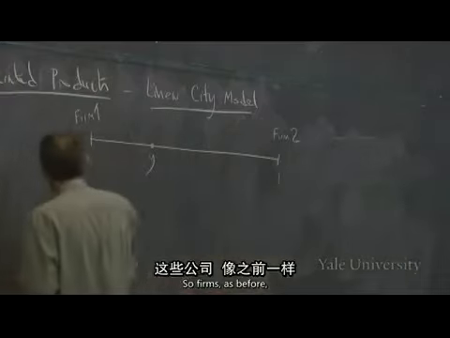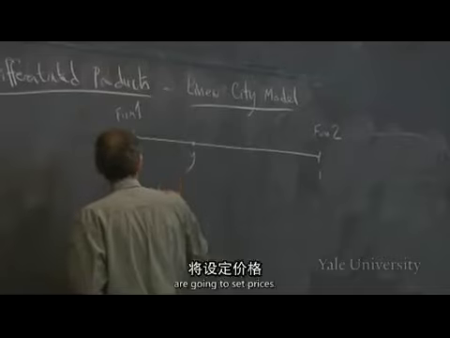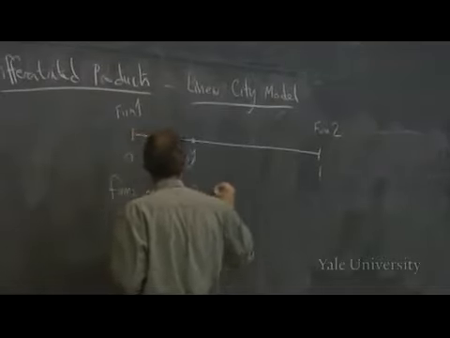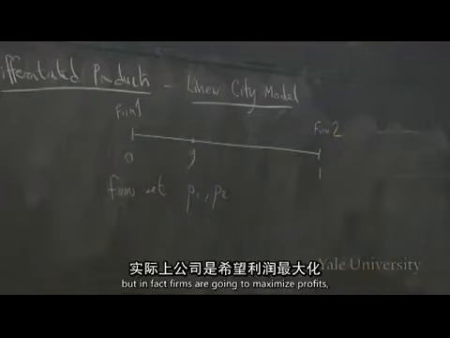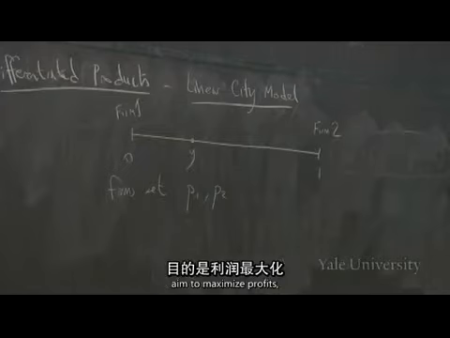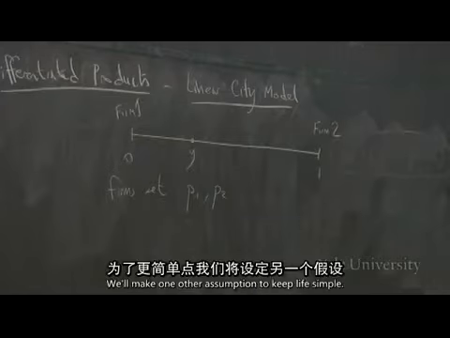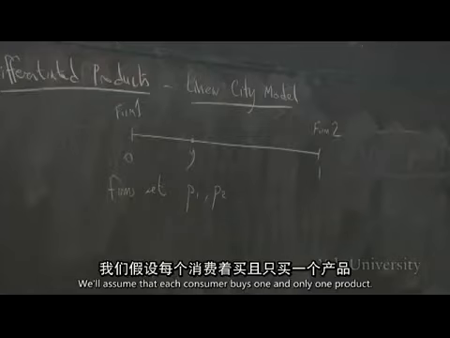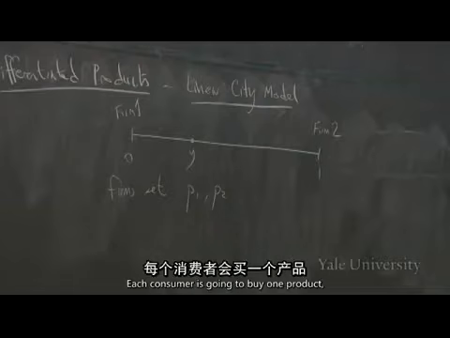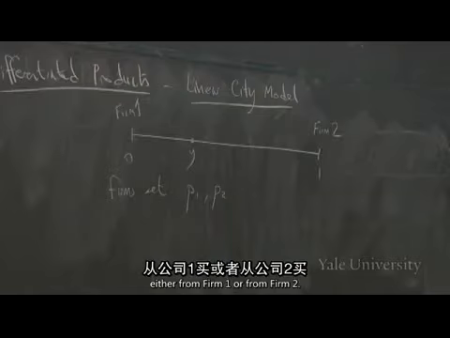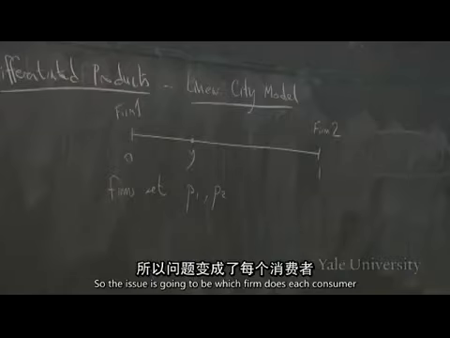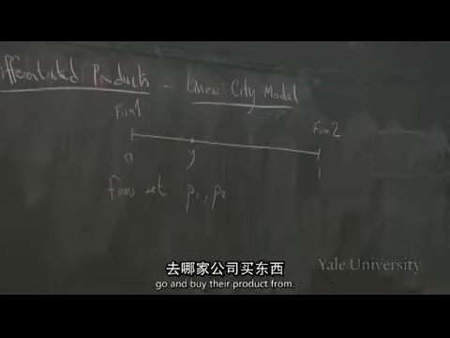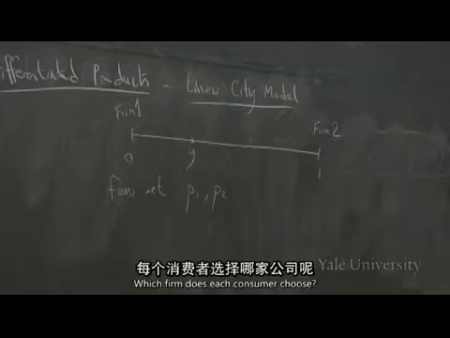So firms, as before, are going to set prices. And I won't write everything down because it's all written down on the homework assignment, which is already on the web. But in fact, firms are going to aim to maximize profits. Firms are going to have constant marginal costs. We'll make one other assumption to keep life simple. We'll assume that each consumer buys one and only one product, either from firm 1 or from firm 2. So the issue is, which firm does each consumer choose to buy their product from?